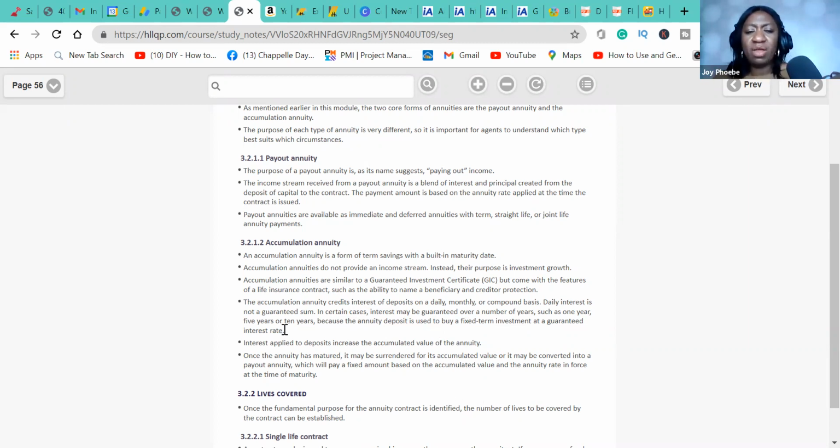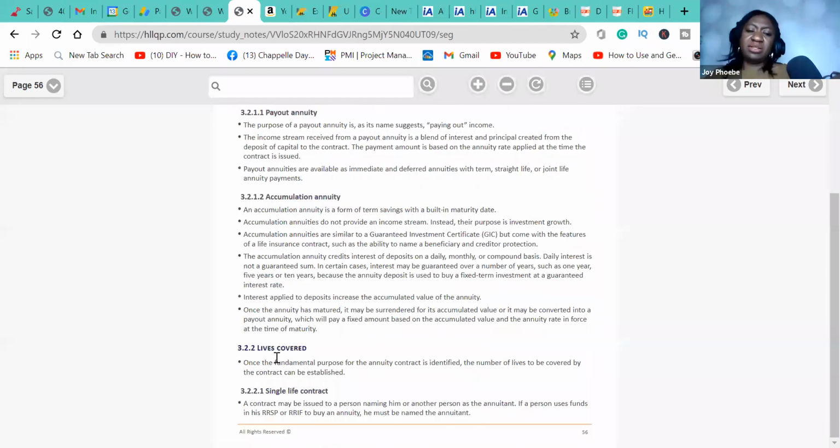Also, another feature of annuities is the lives covered. In terms of the lives covered, once the fundamental purpose of the annuity contract is identified, then the number of lives to be covered is another thing that needs to be established.